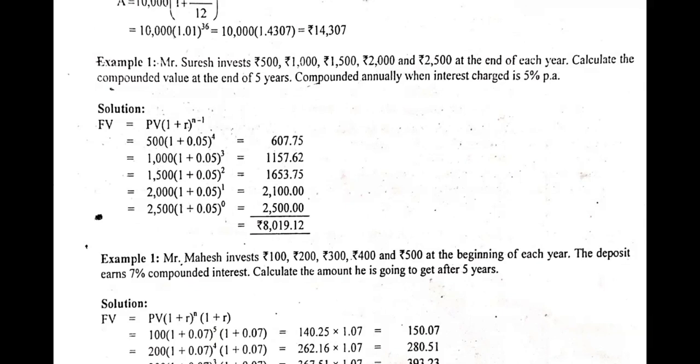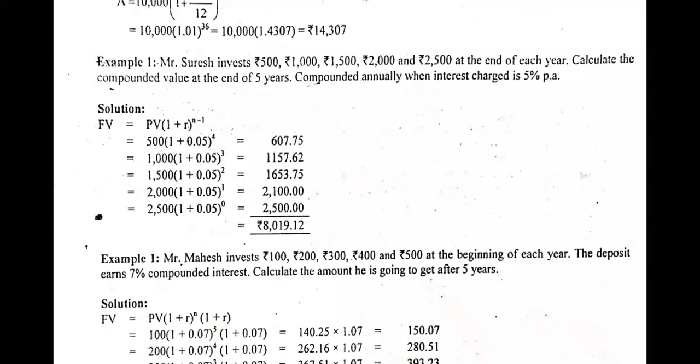So the first investment is 500 rupees into bracket 1 plus 0.05, that is the interest, 5 divided by 100, raised to how many years? Totally 5 are there, so it is 5 minus 1, which gives 4 years. So 500 into 1.05 raised to 4, you'll get 607.75.